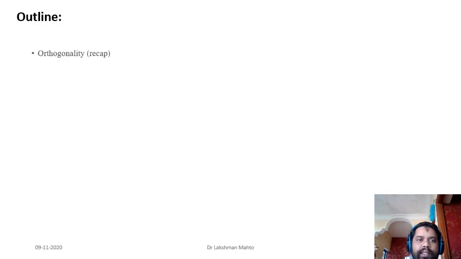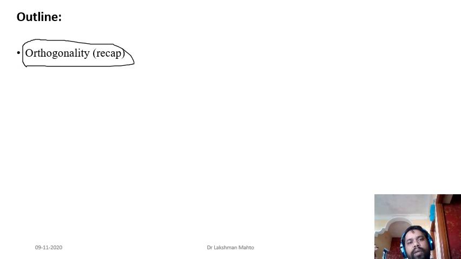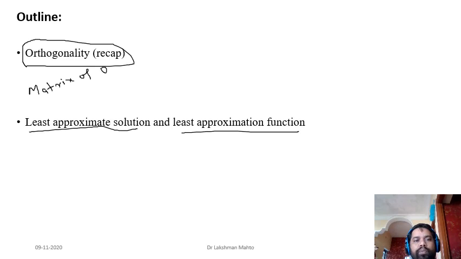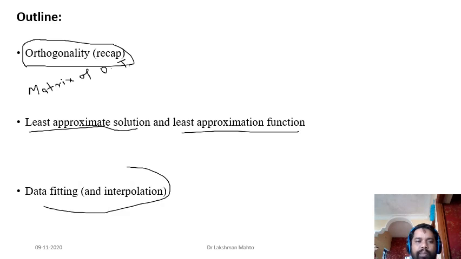So coming to the outline of today's lecture, first I would like to discuss a recap of orthogonality, a few more concepts that we have to recall to make further concepts look easy. In today's lecture especially we will discuss the least approximate solution and least approximation function. That means the function which is giving a better fit of the given data set. Apart from that, I will also talk about matrices of orthogonal transformation. So here I would like to mention the matrix of orthogonal transformation, simply I will write it in short form OT. And at last, if time permits, I will talk about some examples from data fitting.